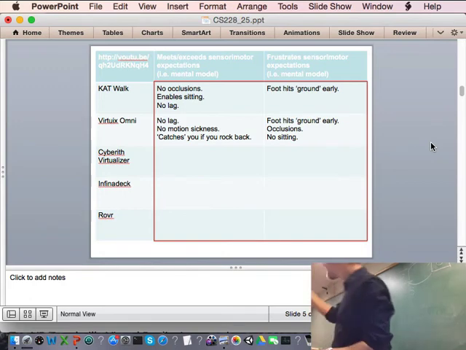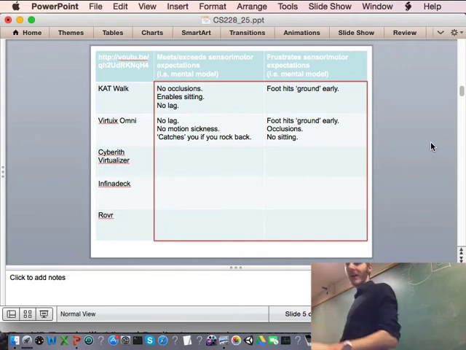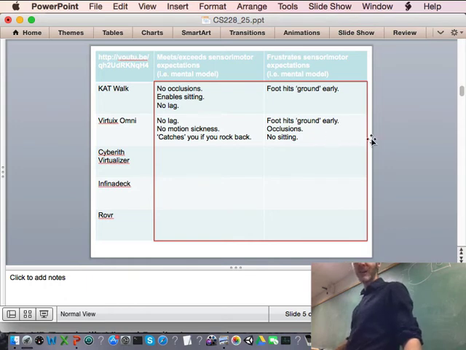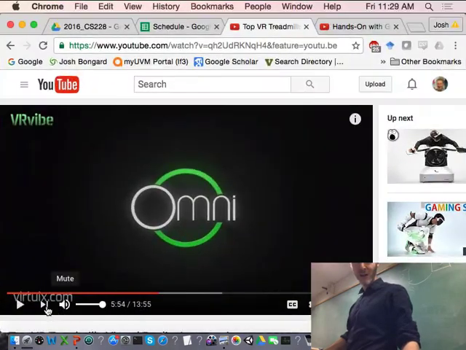Okay. Catches you if you rock back. So again, it expands the expectations. You can try some unorthodox movements in this device, and you're not going to fall over. Okay, it's still a bowl, so the foot is hitting the ground earlier than your brain predicts that it will. There's occlusions and no sitting. Okay, let's move on to the Virtualizer.